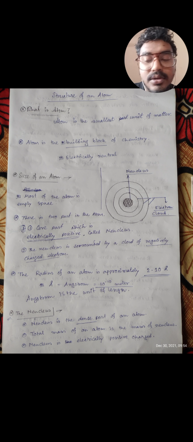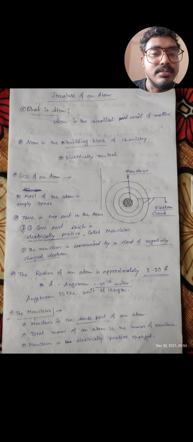Okay, so what is an atom? An atom is the smallest part of matter. If we take an iron rod and look at its microscopic view, we see that there are molecules of iron, and the molecules of iron are formed by atoms of iron. So an atom is the smallest part of matter.